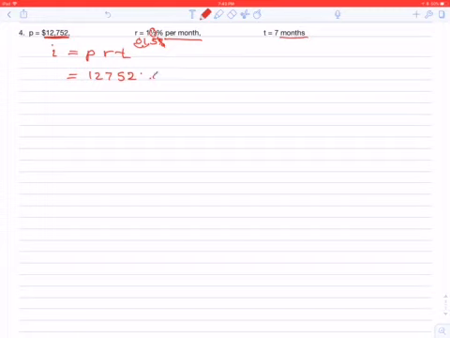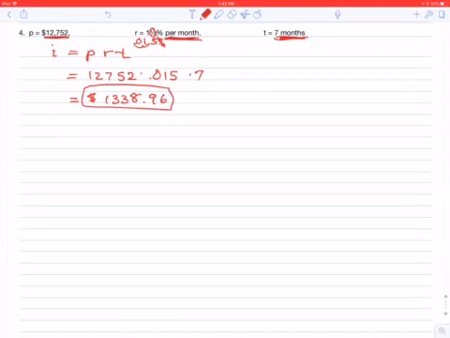Then dividing by 100 to get rid of that percent sign, or moving the decimal 2 places to the left, I have 0.015. Now it's a monthly rate, so I need my time in months. It is, so just times 7. So I have $1,338.96. That's the fee that must be paid for using the $12,752 for 7 months.